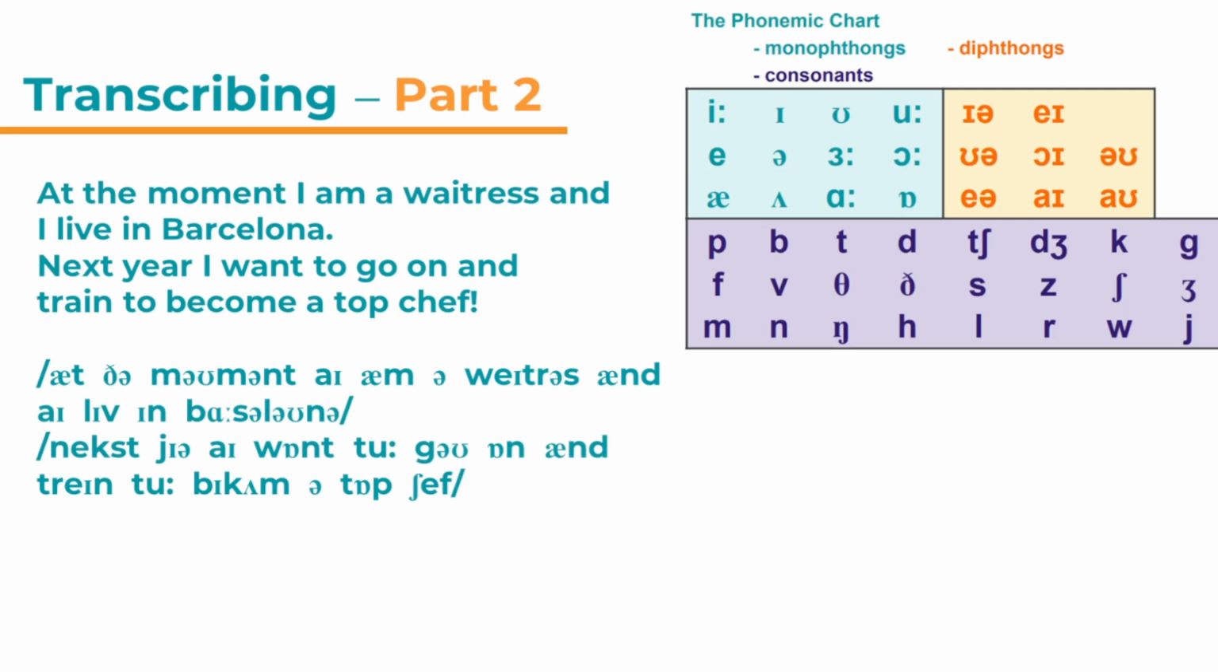Now, obviously, when we speak naturally, we do not say the words individually. And that is why we have a lot of features of connected speech in this utterance at normal speed. Because really, this sounds like, at the moment, I am a waitress and I live in Barcelona, etc. So let's have a look at all the different features of connected speech. We're going to have a look at weak forms first.